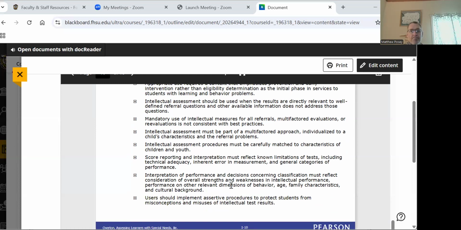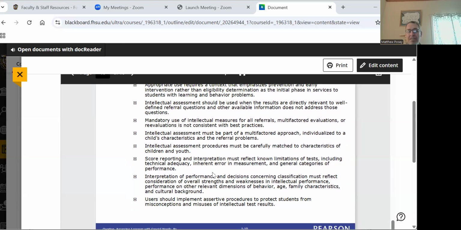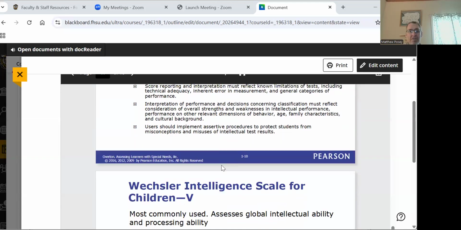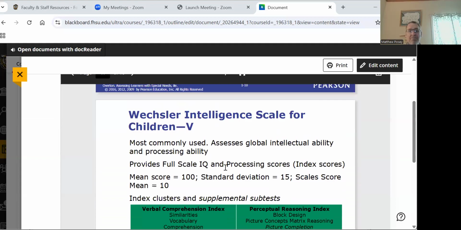Also, looking at reporting, score reporting and interpretation must reflect known limitations of the test, including any type of inadequacy, any type of error measurement, or just basic general categories of the test. So again, there are multiple guidelines here. You can go back and study those in depth a little bit. I won't sit and read all of those.